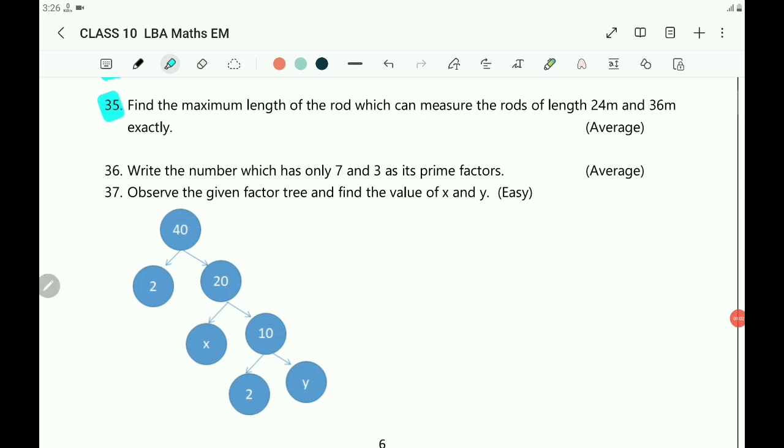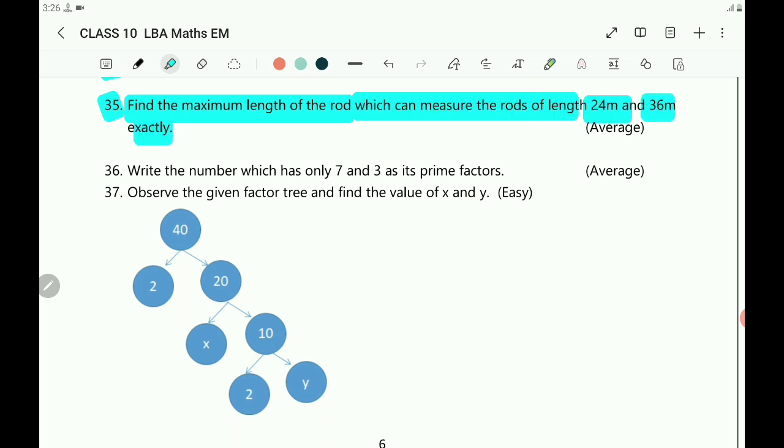Question number 35. Find the maximum length of the rod which can measure the rods of length 24 meter and 36 meter exactly. Here you have to find the HCF of 24 and 36. That measurement becomes the maximum length of the rod to measure the rods of the length 24 meter and 36 meter. Factorize and find the HCF. First number is 24.